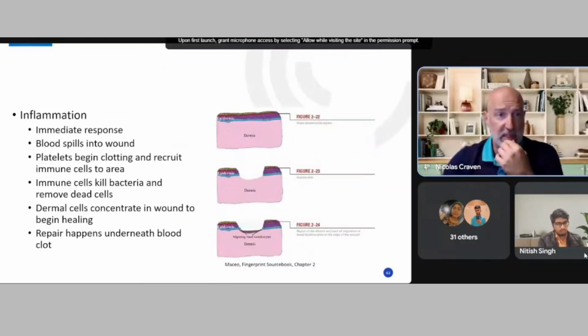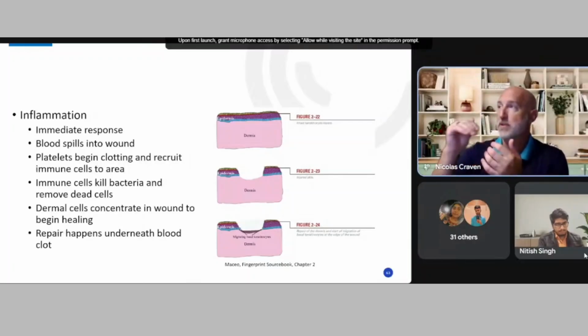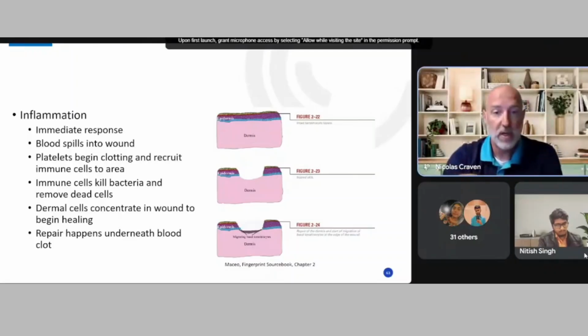So the first phase is the inflammation phase. It's the immediate response, and you can see as we go down through here for the different figures. These images are all from the Fingerprint Sourcebook in chapter 2. I think I have at least the QR code to reach that, and I can try to send you the link as well if you can't get it from the QR code.